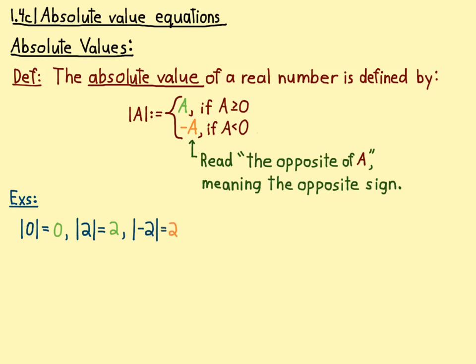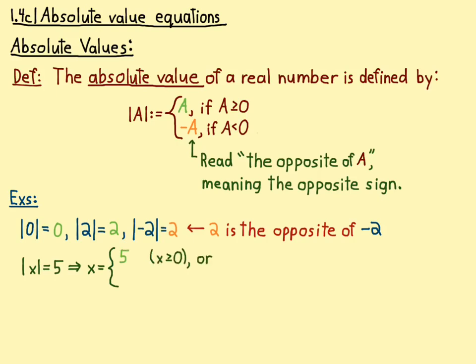Absolute value of negative 2: is A greater than or equal to 0, or is A less than 0? A is less than 0, so I have to use this rule. I drop the absolute values and take the opposite of negative 2, which is 2. So this 2 here is the opposite of A. A is negative 2. Okay? So I wrote that out so that you have that in your notes. That's really critical there.